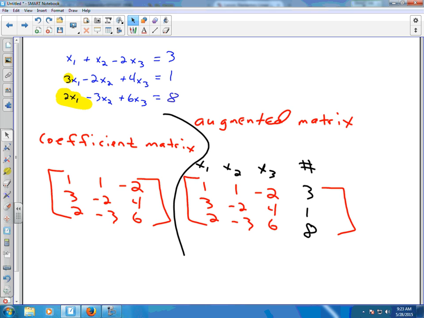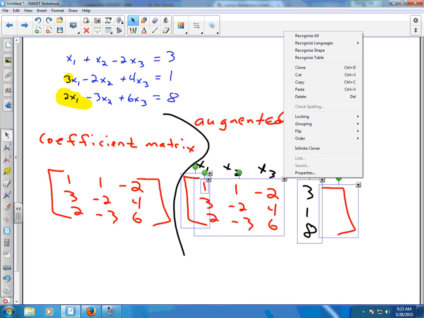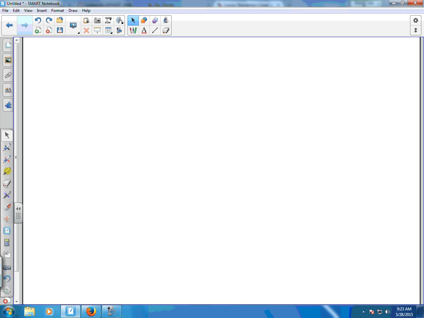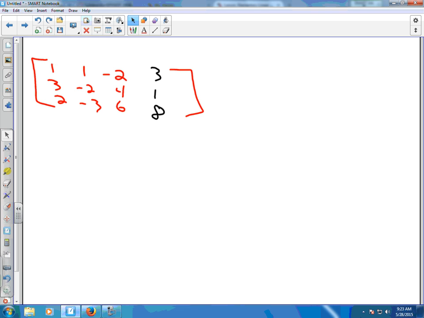So let's take that augmented matrix and let's reduce it. Now, we've already reduced this system using entire equations, having x1, x2, and x3 in there. But let's put this in row echelon form as an augmented matrix. So we already have a 1 in our pivot, so we want to get zeros underneath.